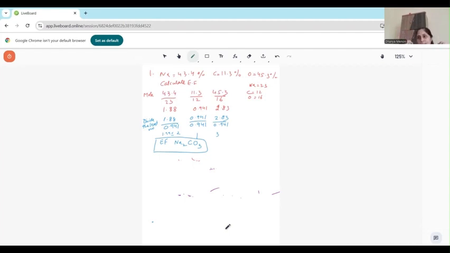First, write down the masses that are given to you. If it's in percentage, write it as it is. Even if it's in grams, just write it as it is. Next, divide by the molar mass or the atomic mass to find out the number of moles. Divide by the least number and try to make it a whole number, okay?